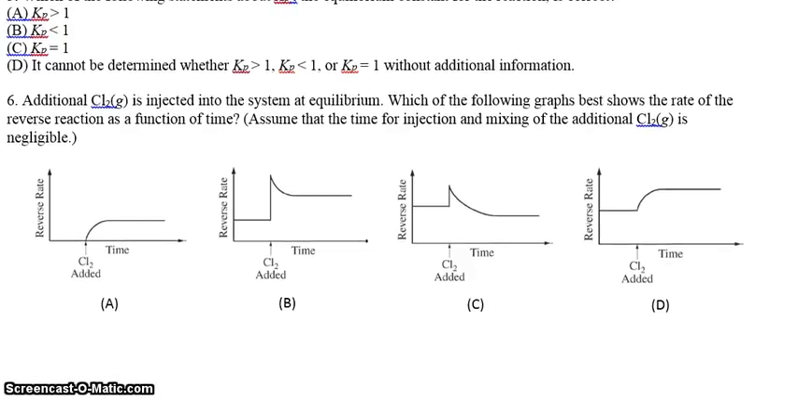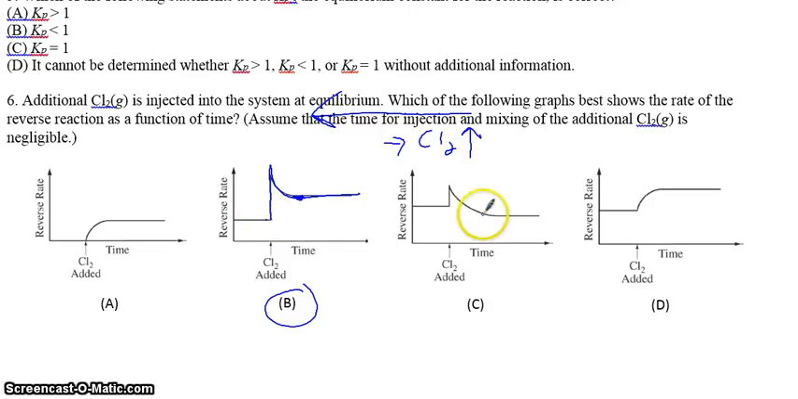Number 6 says additional Cl2 is injected into the system at equilibrium. Now Cl2, if you take a look, is actually a product. So which of the following graphs best shows the rate of the reverse reaction as a function of time? Because Cl2 is a product, as you increase Cl2, the system will try to decrease Cl2 and move the reaction to the left. Now, which of these matches? It turns out B is the best answer, because as Cl2 is added, you suddenly increase in pressure, and then you slowly decrease until you become constant again. But you will attain a value that's above the initial. You'll never get all of it taken away.